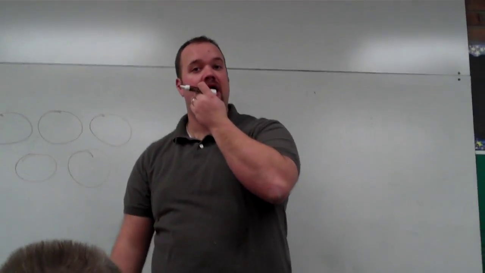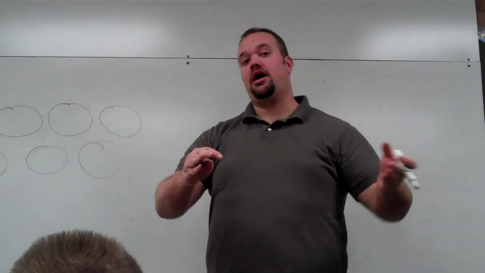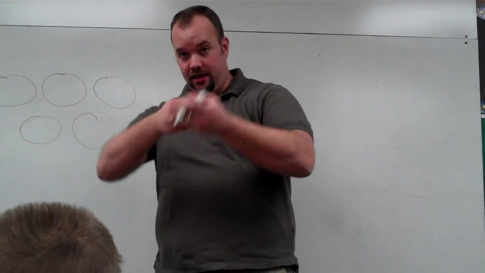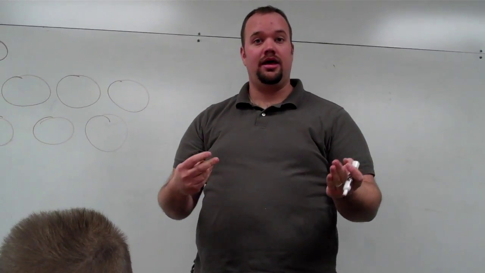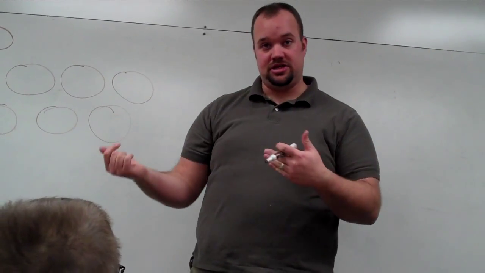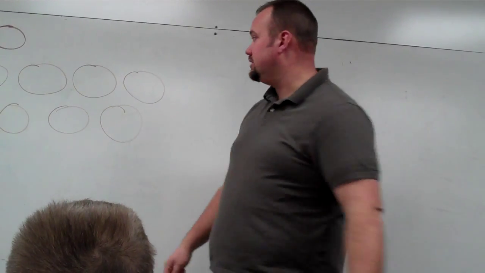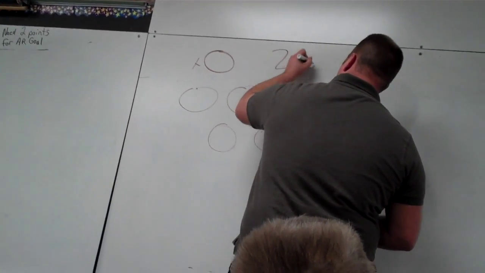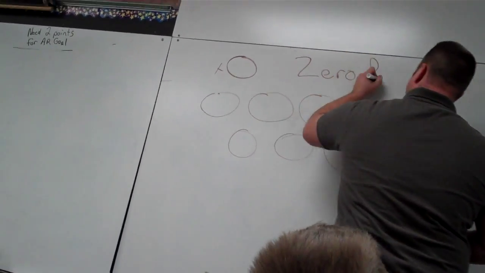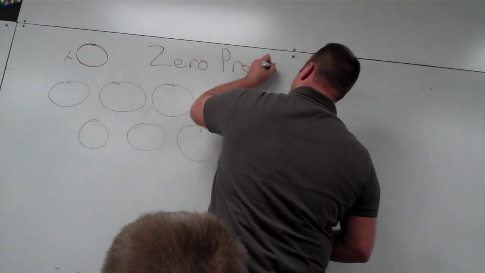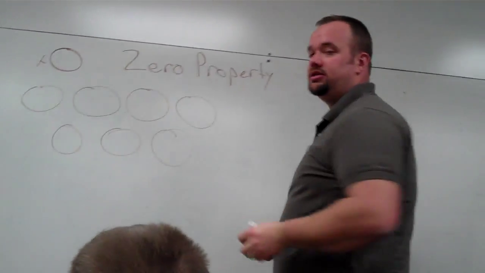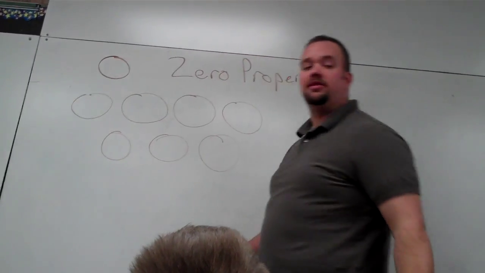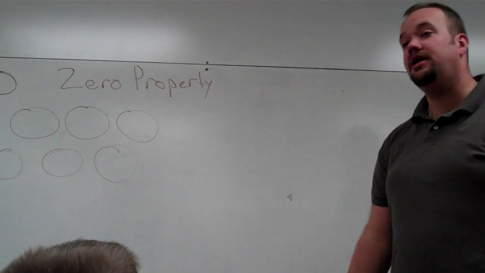Isaac, what do you got? Okay, tell me the rule. Start. If you're multiplying by 0. Say that. Okay, now finish it. You always get 0. Always. That's called the zero property. Yay! That means that if you multiply by 0, you always get 0. If you have groups with nothing in them, you never will have anything.